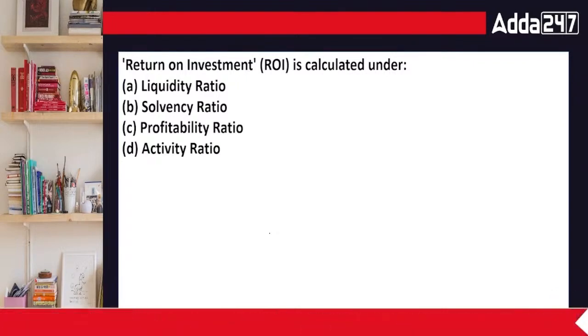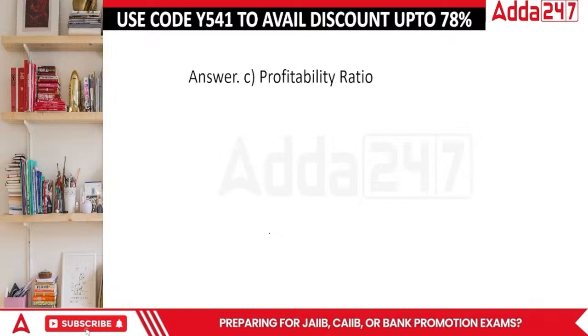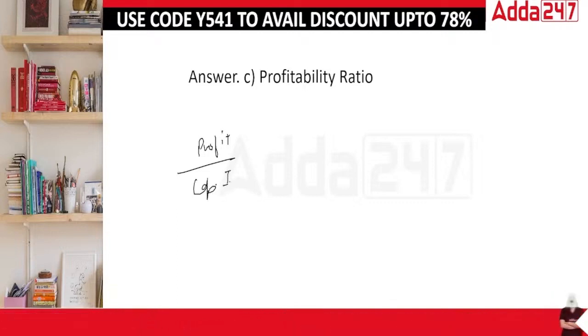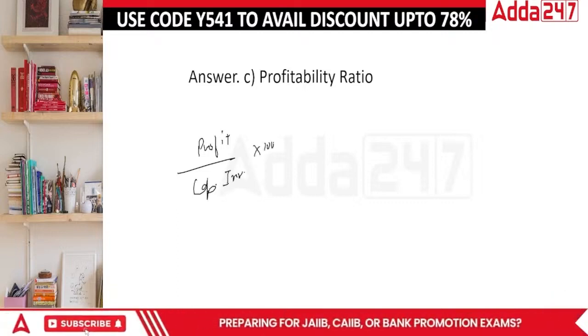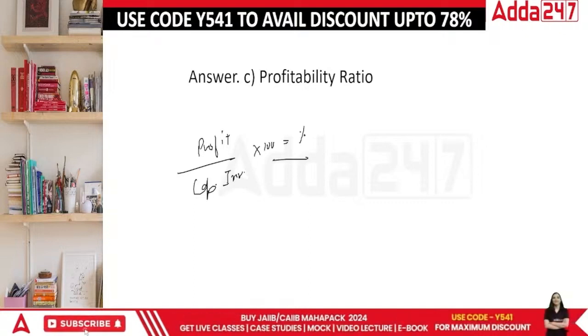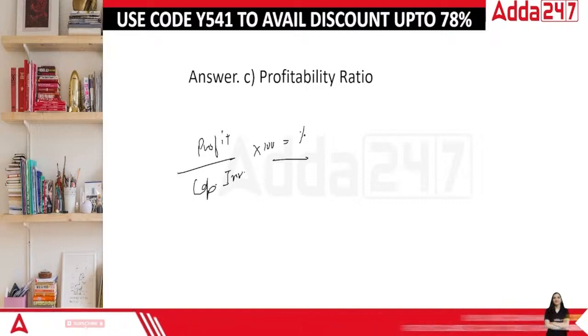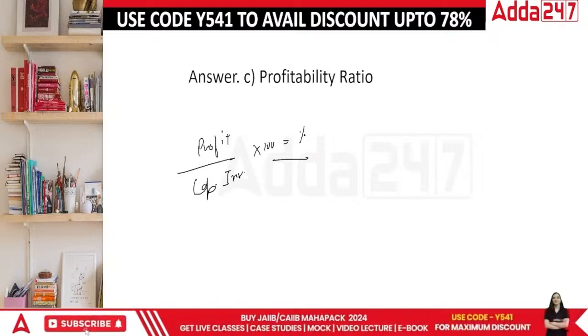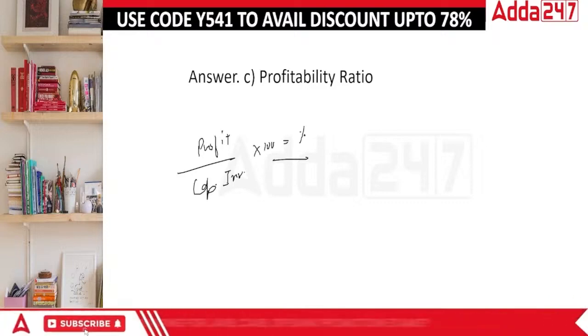The answer in this case: ROI is based upon profitability, everyone. ROI is basically your profit divided by the capital invested multiplied by 100. So the percentage which you get is called profitability ratios, because you're talking about the returns that the organization can make from their business. Done na? So profitability ratios are those ratios which are related to the profit of the organization. How much profit they are making after investing a good amount of money in the business.